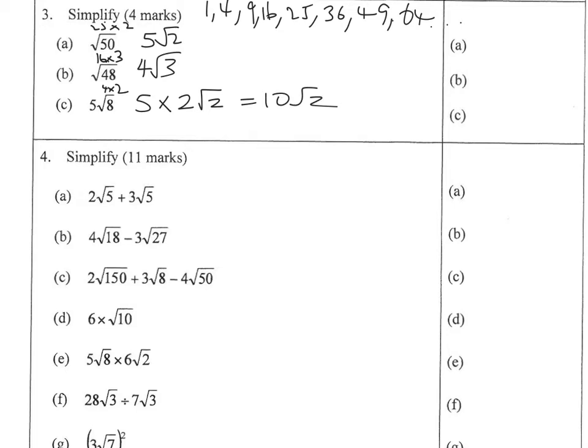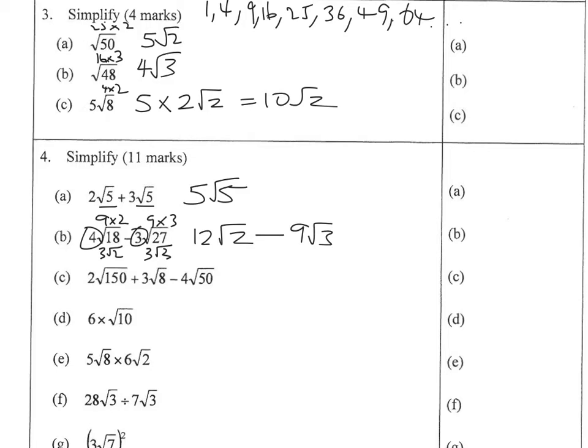Okay, addition and subtraction must do like terms. So we have like terms. Add the integers, we get 5 root 5. Okay, 18 and 27 are unlike, but we can simplify. So 18 is 9 and 2. Square root of 9 is 3, root 2. Multiply by 4 gives us 12 root 2. Take away. Now 27 is 9 by 3. Square root of 9 is 3. Times by 3 gives us 9 root 3. They are unlike terms, so that is it.